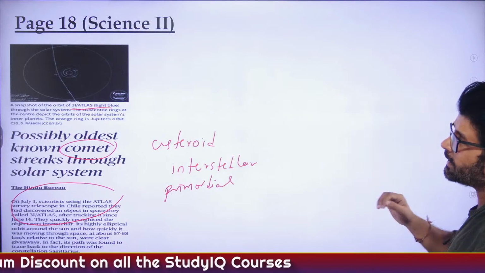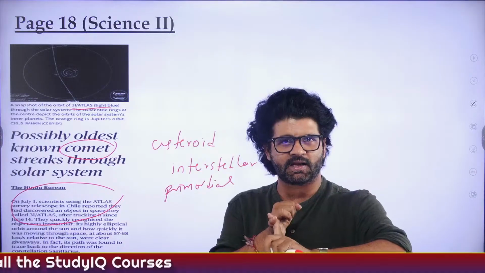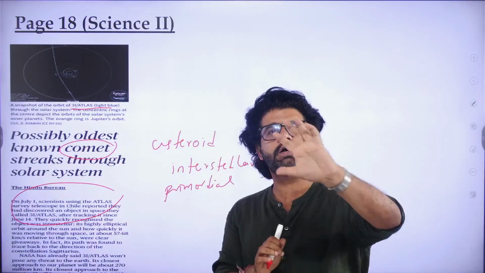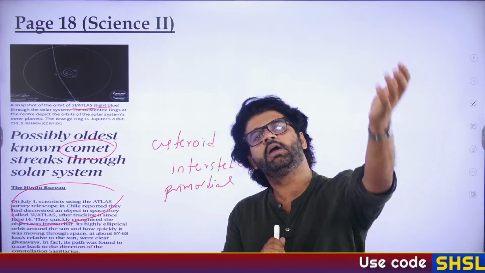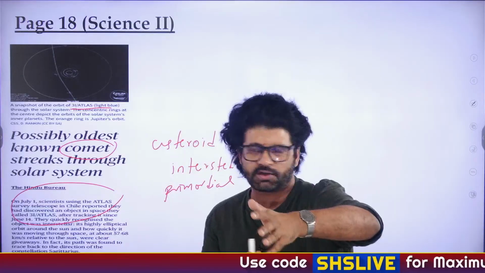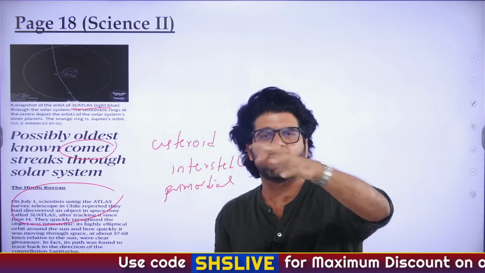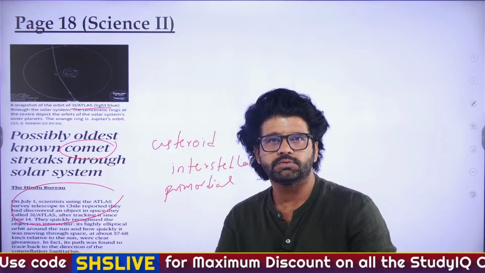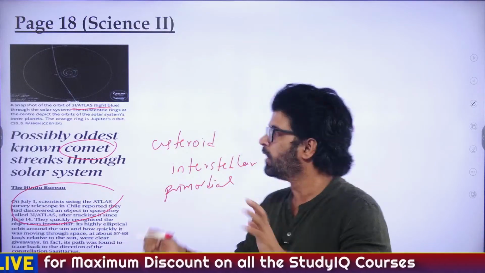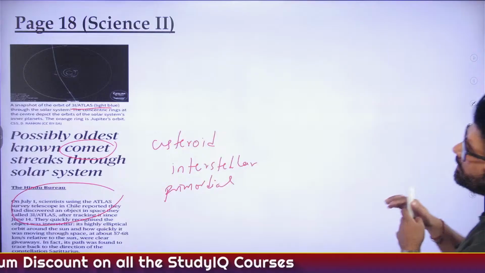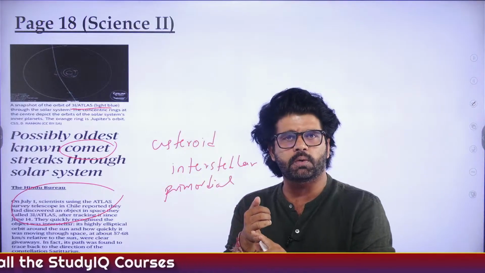So now let's focus. And again, 3I, this is the third interstellar object which we have found. Third thing or object or entity coming from outside the solar system. Why Atlas? Because it has been seen by the Atlas telescope of Chile. Now let's focus on what is the basic difference between comet, asteroid, meteor, meteoroid and meteorite.